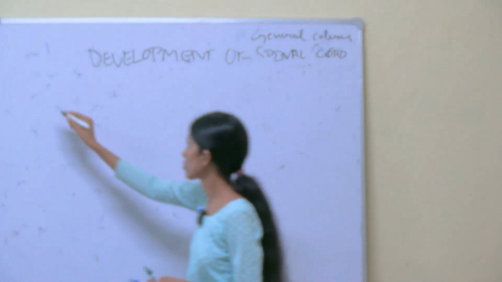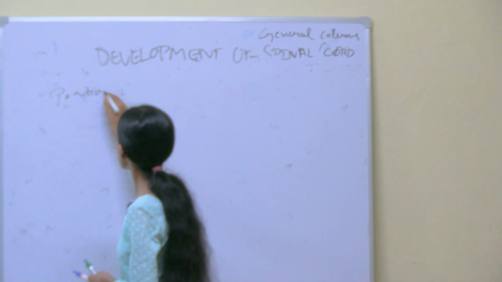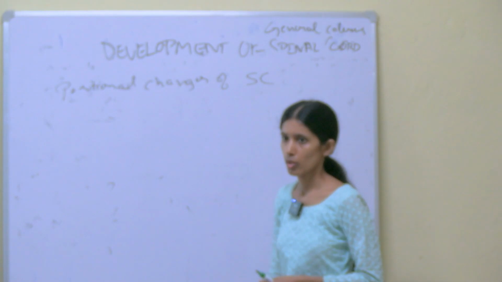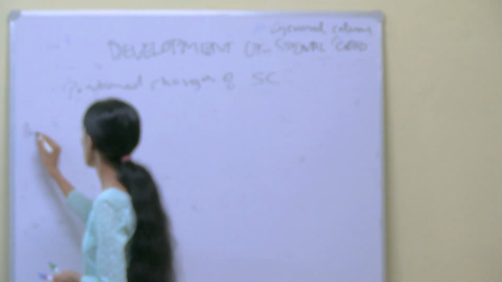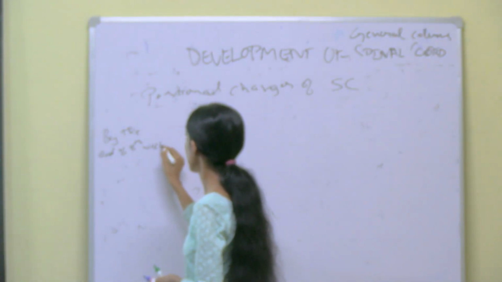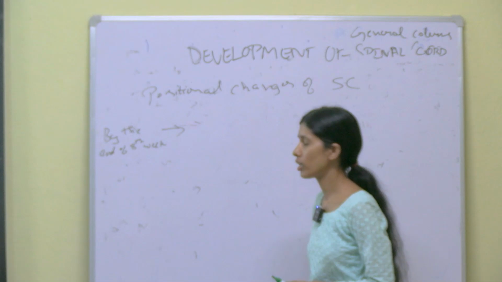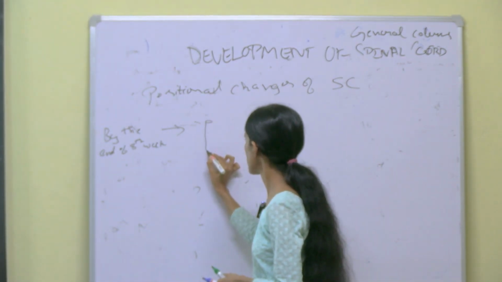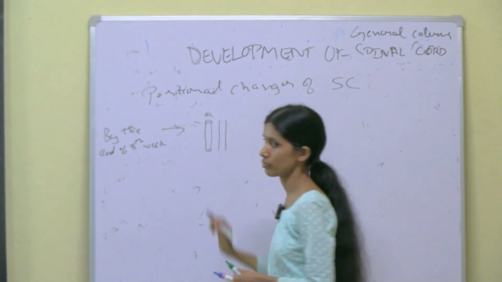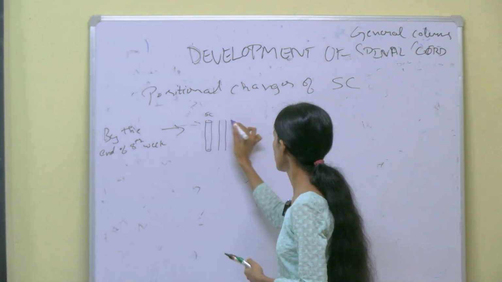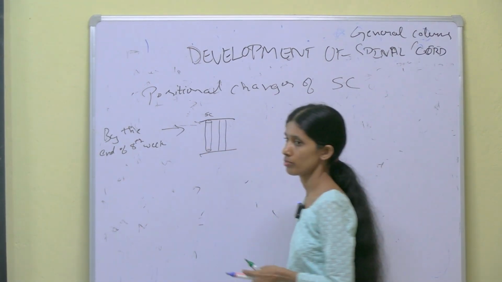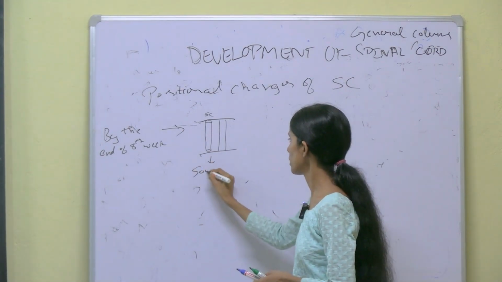Okay. The next concept is called positional changes of spinal cord. By the end of 8th week, your spinal cord and your vertebral column, this is the spinal cord and this is the vertebral column, these two are present at the same level, okay, they are present at the same level.